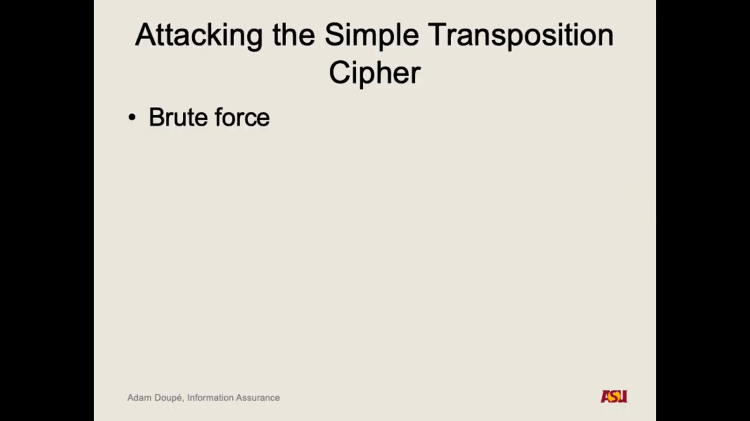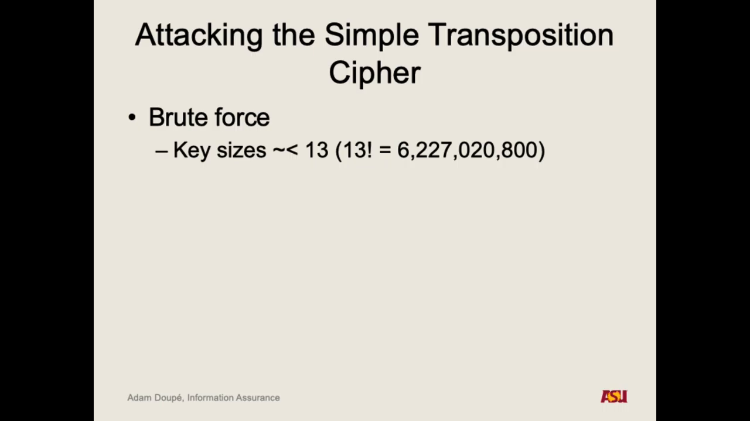So the problem is that brute forcing a transposition cipher gets very, very large. If you're just brute forcing a key size of 13, why is it 13 factorial? Number of permutations. Yes, this is the number of permutations of a block of size 13. So what is that, 6 billion tries? It's kind of a lot. 27 billion, that really gets you.